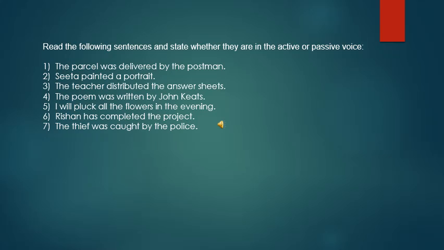Let's practice. Read the following sentences and state whether they are in the active or passive voice. We have already learned about active and passive voice. Here you are just going to identify whether the following statements are in active voice or passive voice. First one, the parcel was delivered by the postman.